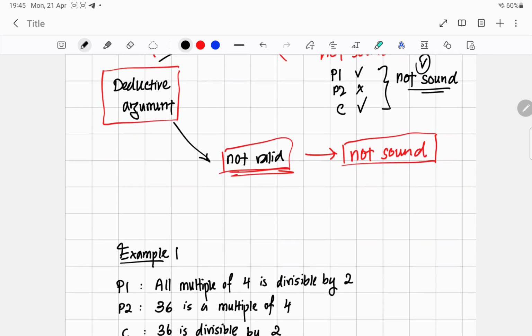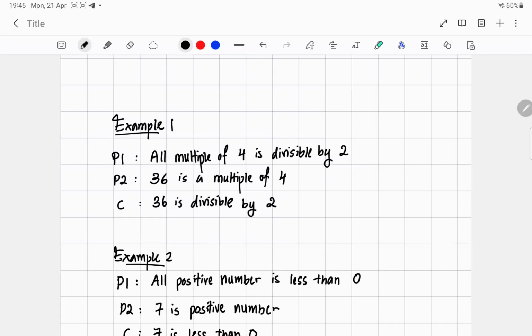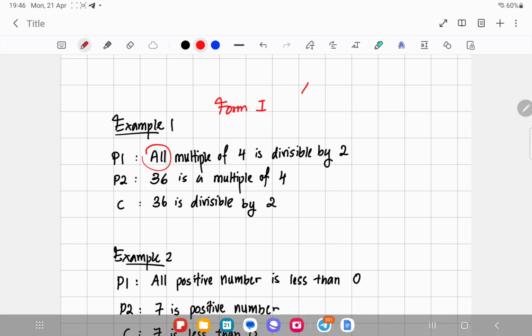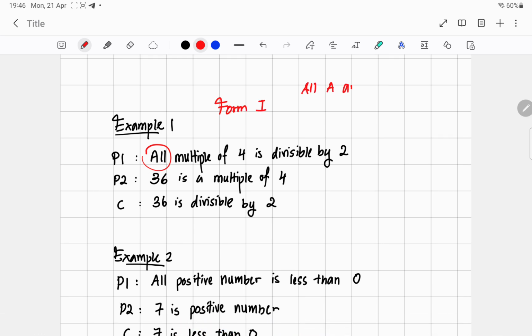Okay, let's see an example. Look at example 1 here. They say all multiples of 4 are divisible by 2. You see, this one says all, so you will think about the form 1 argument. So what is the form 1 argument? Premise 1: all A are B. Premise 2: C is A. Conclusion: C is B.